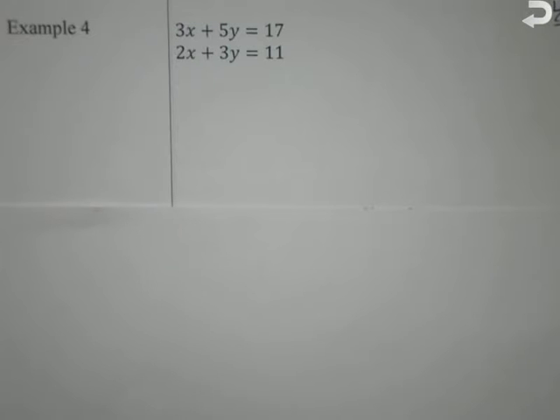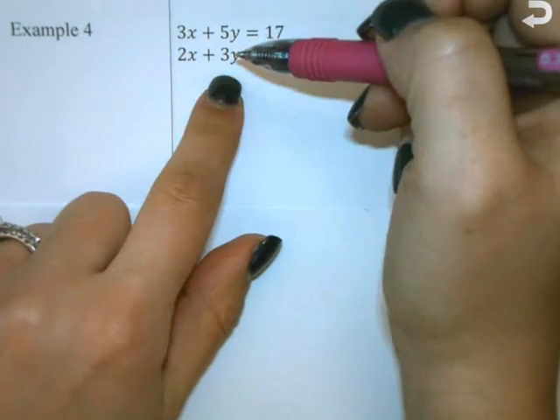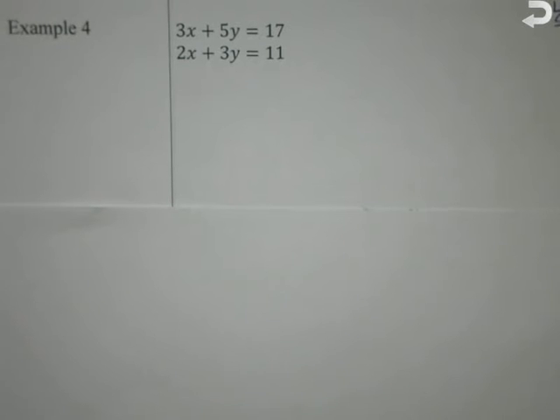No, before that. You have to multiply both of them. So this time, because none of these are multiples of each other, we're going to end up multiplying both equations by something instead of just one. But the idea is the same.